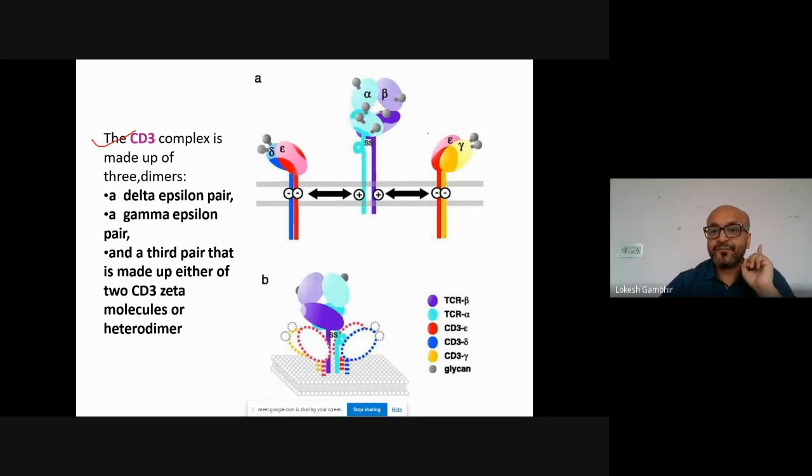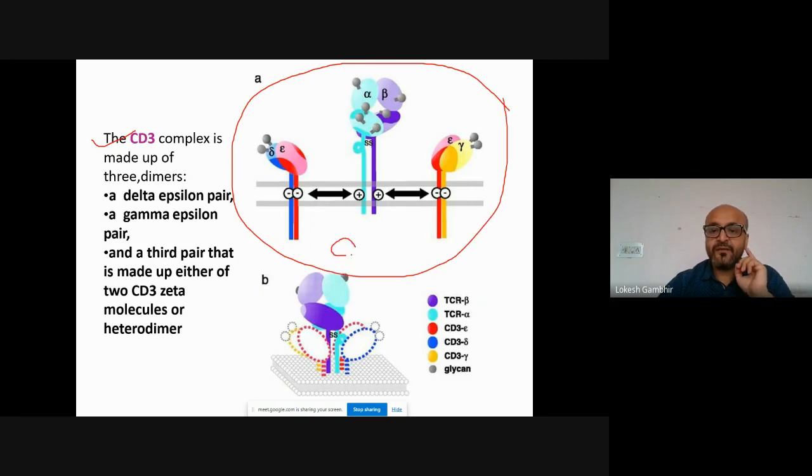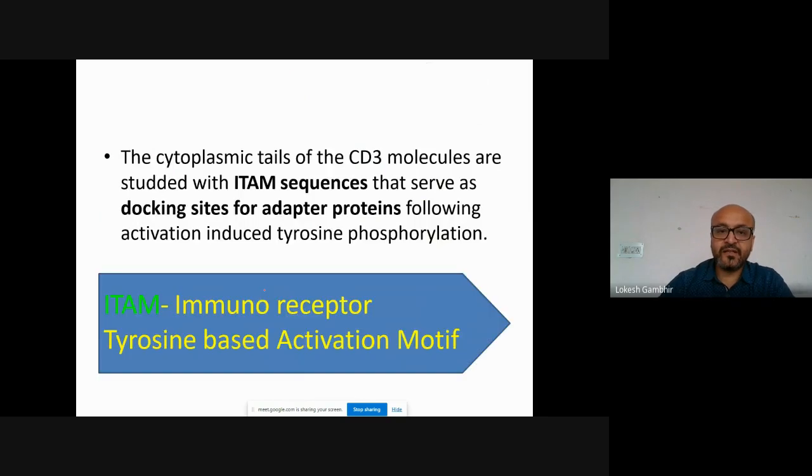And please remember, collectively CD3, the homodimer of zeta chain, and the T cell receptor, collectively these three are called the T cell receptor complex. The T cell receptor complex that we are talking about. So that is the case.